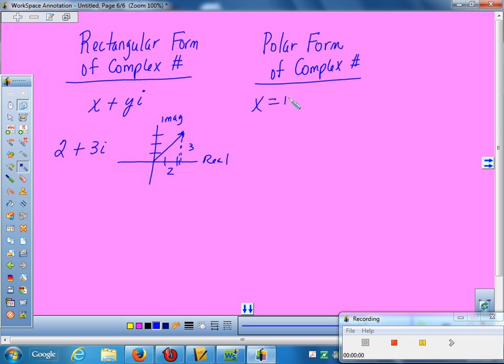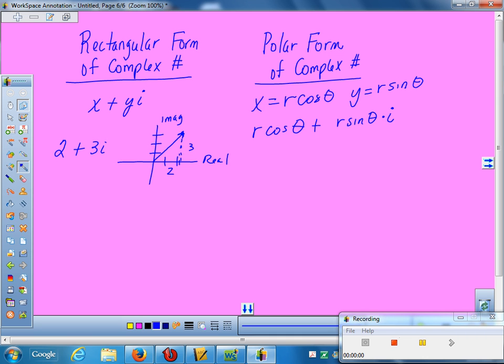We just found out x was radius times cosine, and y was radius times sine. So all I'm going to do is replace x and y in my complex number with those. So I'm going to have x is r cosine theta plus y is r sine theta times i. Now, mathematicians looked at that and went, that's kind of hard to read. And the big problem is people think that the i is times the angle. Is the i times just theta? No. The i is times that whole thing.